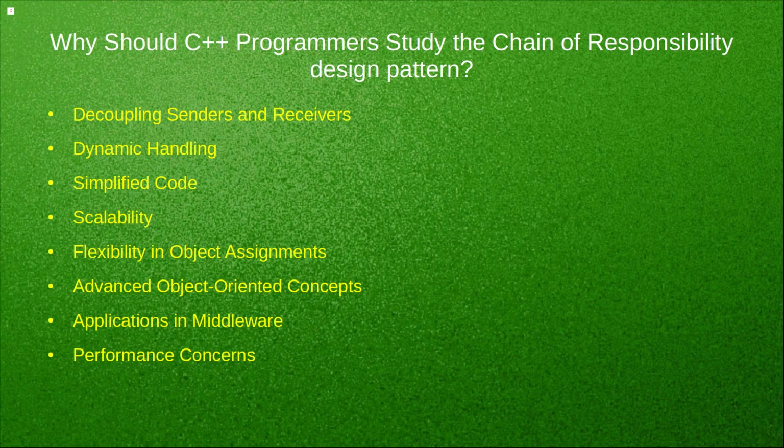In conclusion, the Chain of Responsibility Design Pattern provides C++ developers with a structured and scalable approach to handle requests. Given the complex, performance-critical systems often developed in C++, understanding this pattern can equip a developer with a versatile tool to ensure code clarity, system scalability, and efficient design.